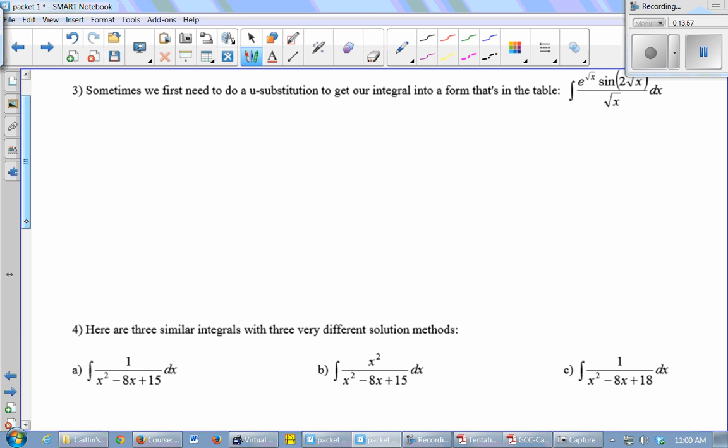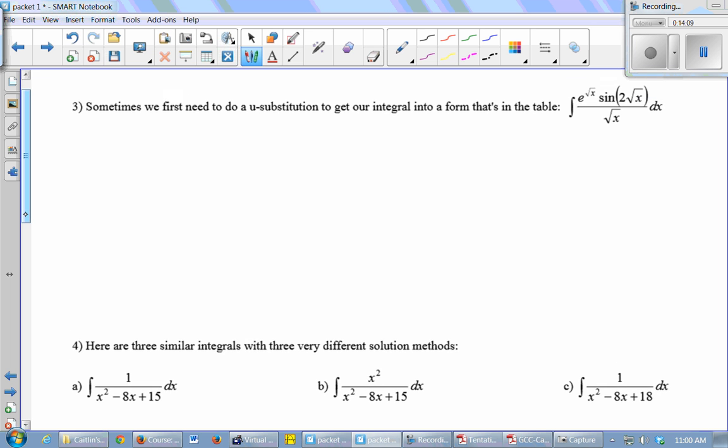Sometimes you need to do a u substitution first before you can apply the integral. So we're looking at this integral: e to the root x times the sine of 2 root x over root x. I want to find the antiderivative. That's complicated looking, so I'm going to try my table. Is there anything in the table that looks like that or close to that?